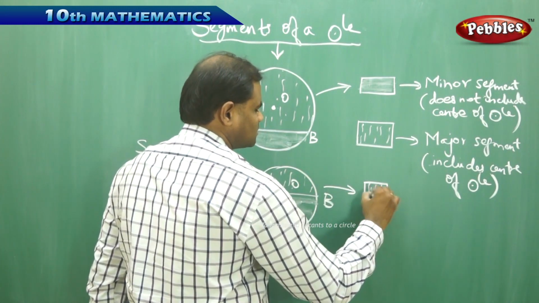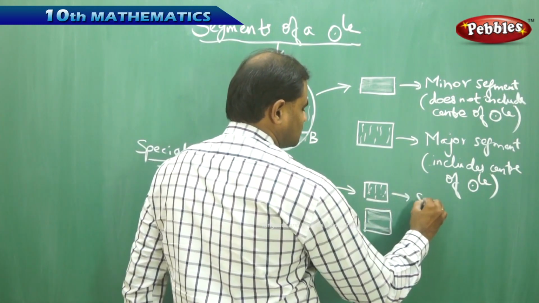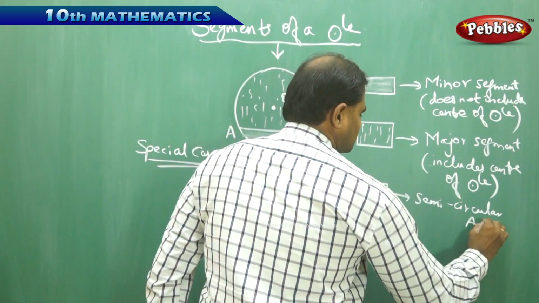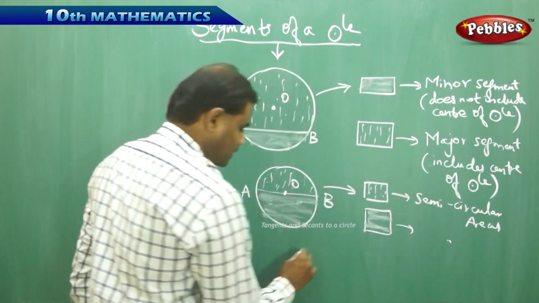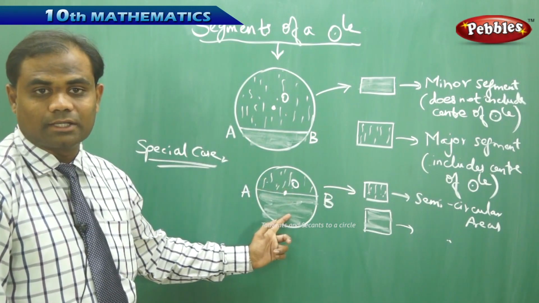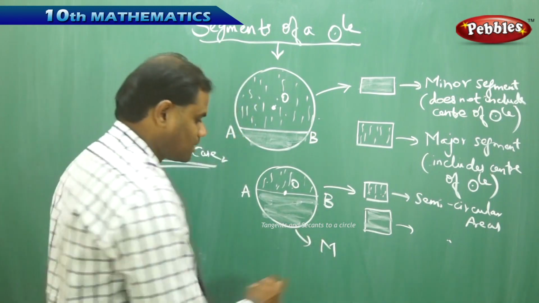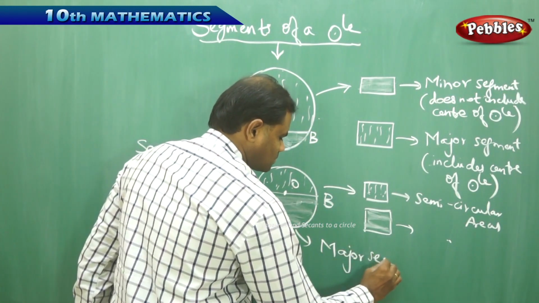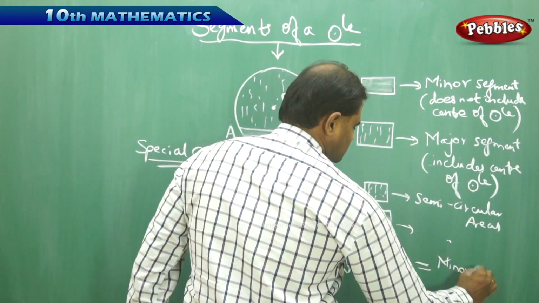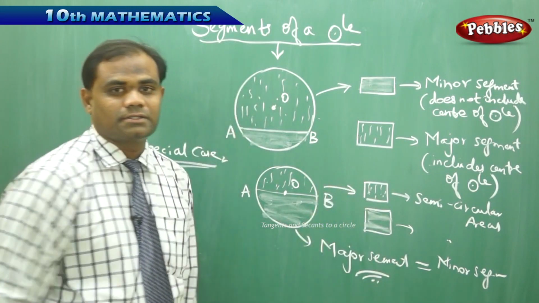So in this case, each of this and each of this are called semicircular areas. And also, interestingly, if the chord tends to become a diameter, major segment will be equal to minor segment, as we have seen here. Then in this special case, major segment is equal to minor segment, is what we conclude for the special case.